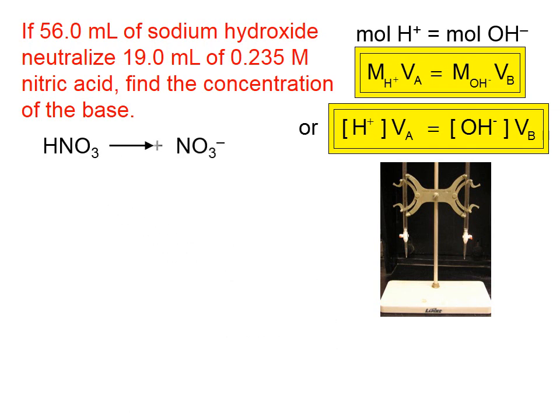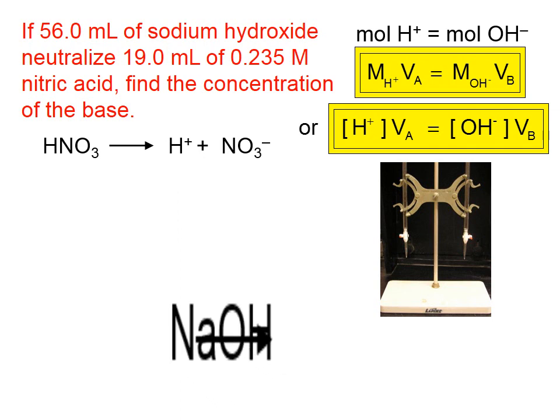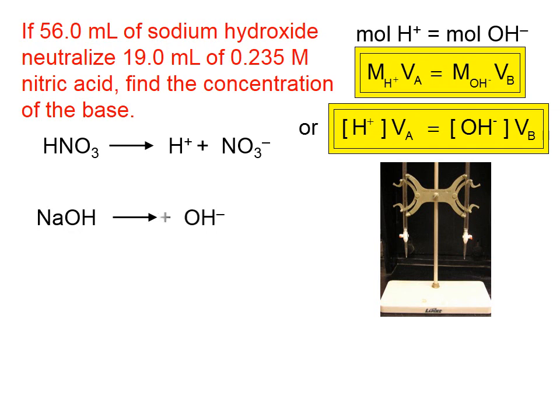Nitric acid has that formula. It's a strong electrolyte. It ionizes 100%. Sodium hydroxide is also a strong electrolyte. It dissociates 100%. We're given the concentration of the nitric acid. We're asked to find the concentration of the base.